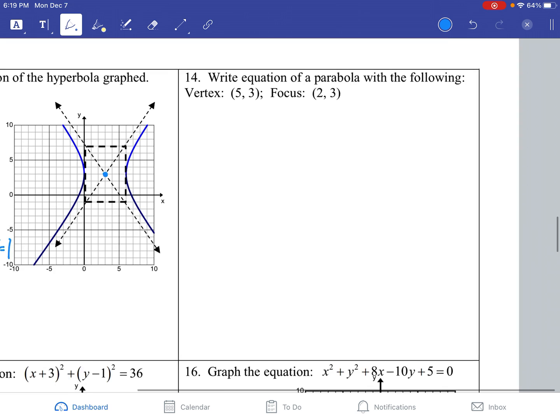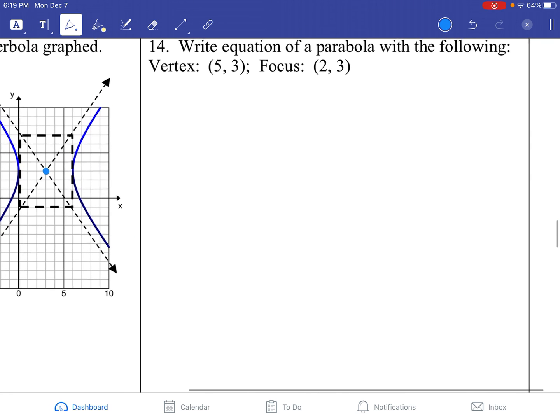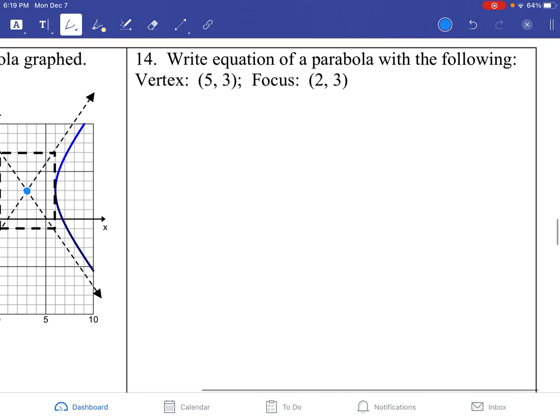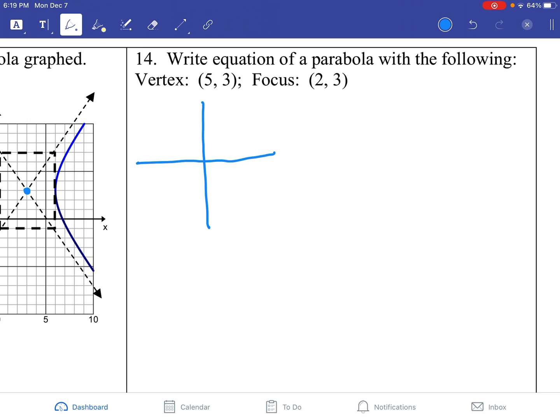Here's another quick equation of a parabola. We're going to go back in time. It's a little goofy, but it's fine. All right, so again, make a little sketch and graph these. So 5, 3 is about there, and then 2, 3 is about there. Since the focus point has to be in the curve of the vertex or of the parabola, that means your graph's going to go like this.